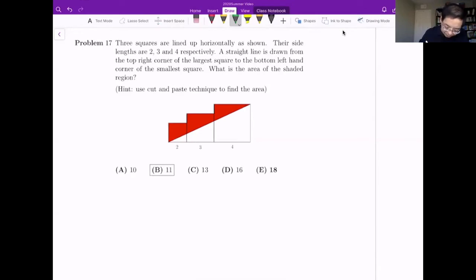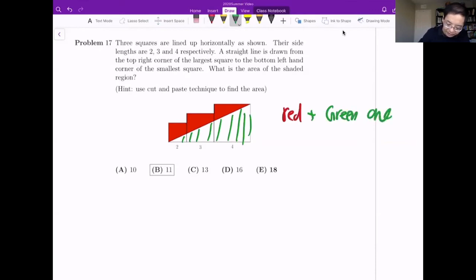So we realize, okay, there are different ways to do this. I think for this one, the quickest way is you combine this red one with, say, the green one. Okay, so the red one plus the green one, you put together, and this exactly equals 3 squares, right? So this is just 3 squares, right? Okay, so now we know this area.